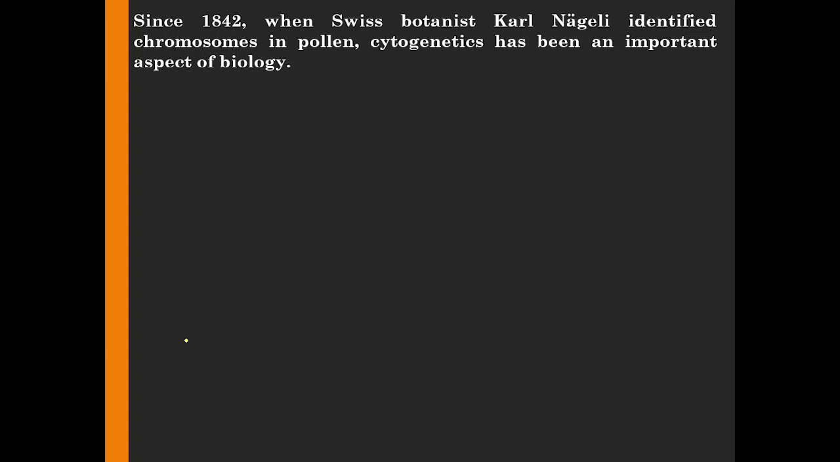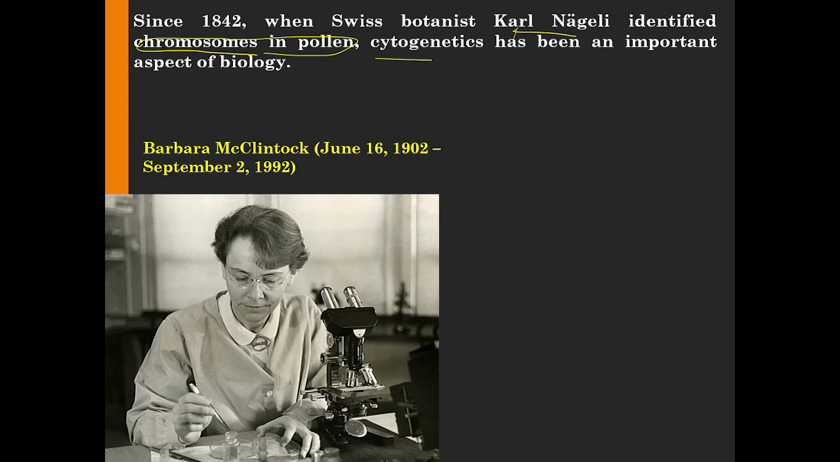Since 1842, when a Swiss botanist, Carl Nägeli, identified chromosomes in pollen, and from that time till date, that is 2021, cytogenetics has been an important aspect of biology. I hope you have all heard the name of Barbara McClintock. Barbara McClintock was awarded the Nobel Prize in 1983 for her landmark discovery about jumping genes.